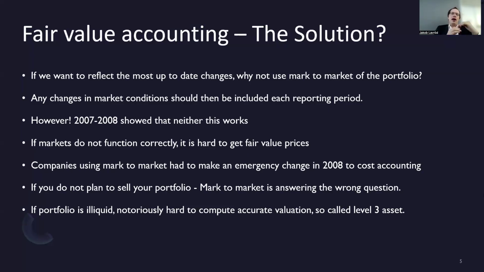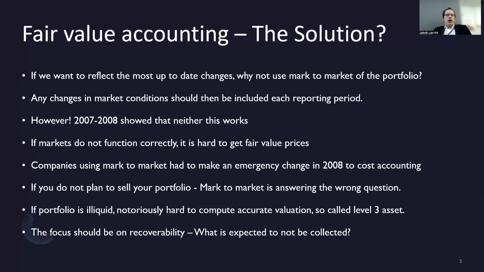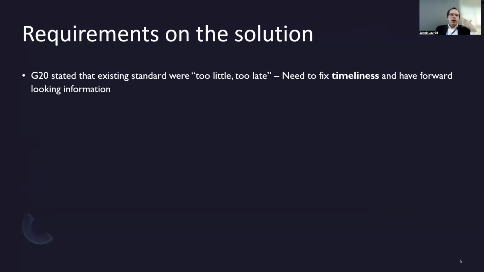So the idea was to say, okay, can we isolate the part of fair value that comes from credit quality alone? And that would also allow us to focus on recoverability. What do we expect to not collect, which is after all what we're interested in. So the G20, so the 20 largest countries in the world, they met and they discussed how do you set up this sort of standard? And they said that the old standard, to have no losses was too little, and then all the losses came too late. And they wanted this timeliness, this sort of fair value part of the credit losses.